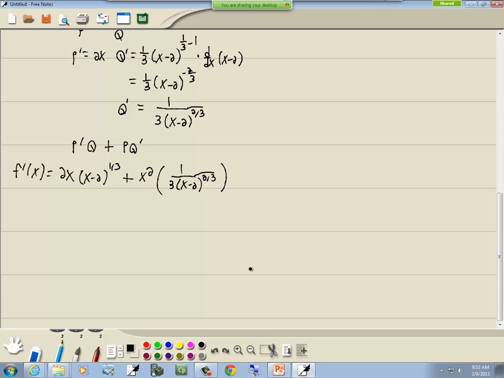And now we need to do a little bit of simplifying. I'm going to rewrite this as 2x times x minus 2 to the 1/3 all over 1 plus x squared over 3 times x minus 2 to the 2/3. Now we want to get a common denominator, and since this one's 1, our common denominator is the other one. So we're going to rewrite each of them with this new denominator, 3 times x minus 2 to the 2/3.